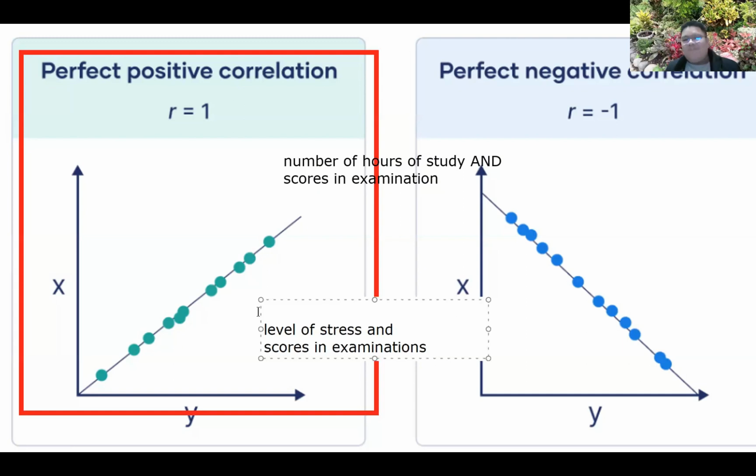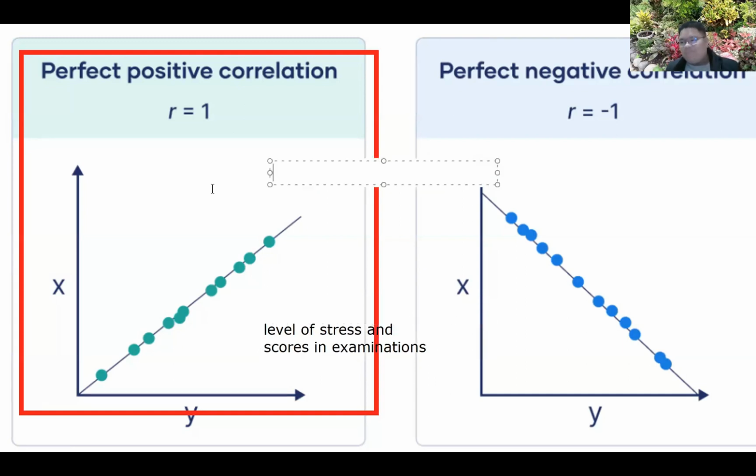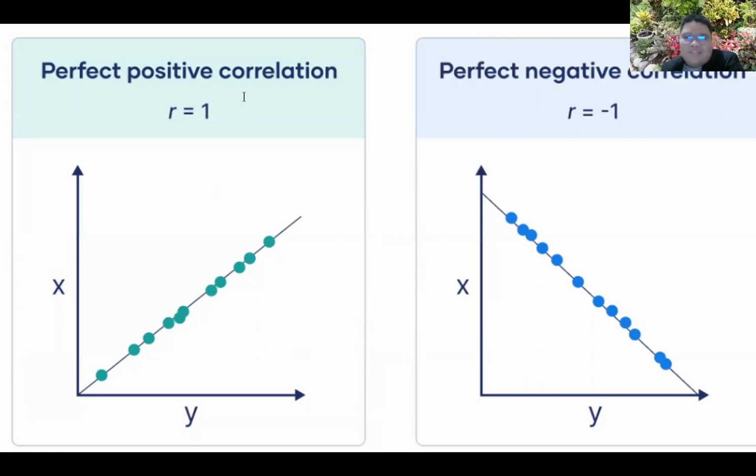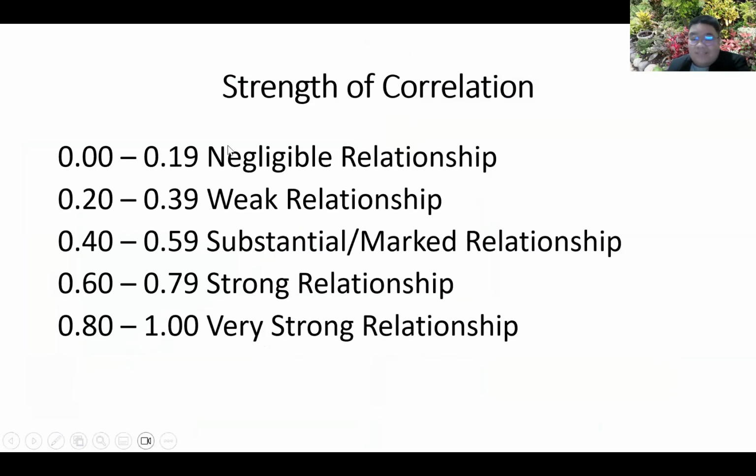Hypothesize lang natin. Level of stress and scores in exam. Sige nga. Kapag mataas yung stress mo, halimbawa super stress ka, super pagod ka, what's the tendency? Okay? You will have the tendency to have low scores. Right? You will have tendency to have low scores. And because of that, it's negative relationship. Okay? That's more of statistics, but then it has applications also in assessment.